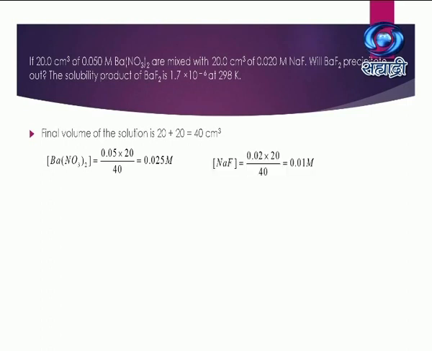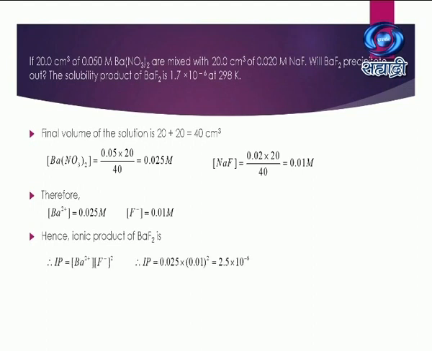Similarly, what is the concentration of sodium fluoride? Again, it becomes half, 0.02 × 20 / 40. So it is 0.01 molar. So the concentration of Ba2+ ions is 0.025 molar and the concentration of F- ions is 0.01 molar. Now what is the ionic product of barium fluoride?